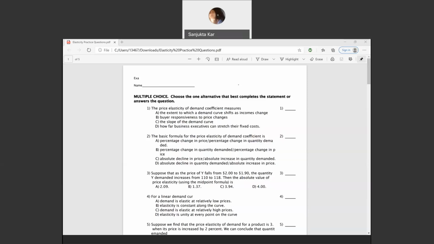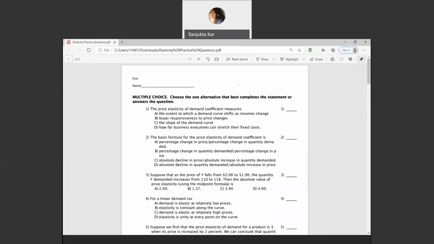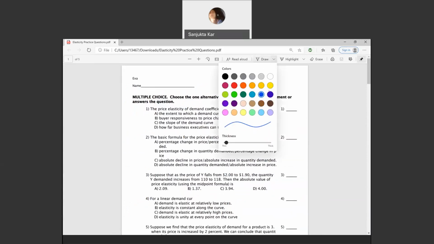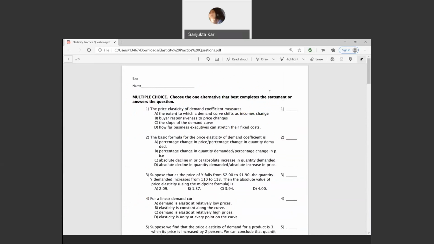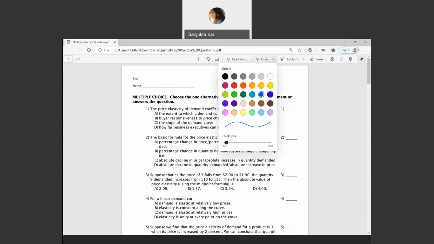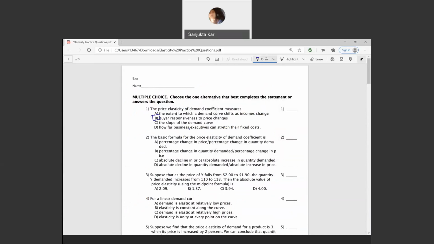Question number 1, price elasticity of demand coefficient measures. This is going to be B, that is the buyer's responsiveness to price changes. Next one, the basic formula for price elasticity of demand coefficient is percentage change in quantity demanded over percentage change in price.